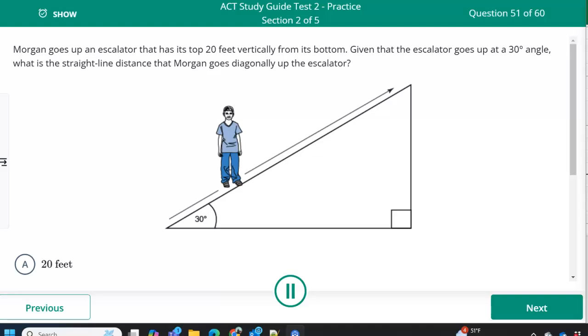Morgan goes up an escalator that has its top 20 feet vertically from the bottom. Given that the escalator goes up at a 30-degree angle, what is the straight line distance that Morgan goes diagonally up the escalator? Okay, so we have the angle measure here, 30 degrees. We have this number here, and what we want to know is this number here, the escalator with the arrow. So that would be the opposite over the hypotenuse. So that's the sine. What is the sine of 30 degrees? Well, if you've taken a trig class, then you know what that is. It is 1/2. So the hypotenuse would be twice the distance of the opposite side. So he's going to go up 40 feet.